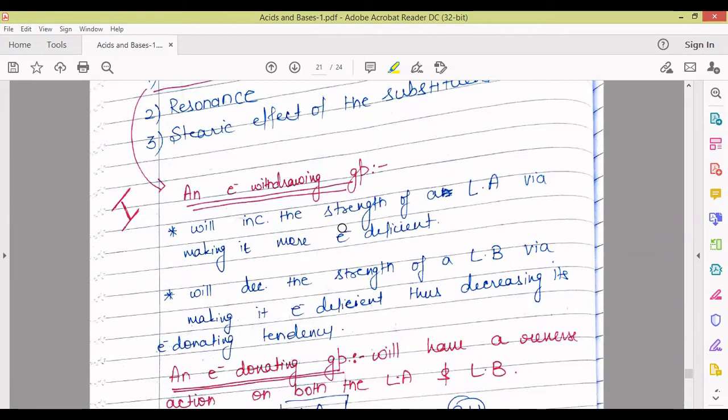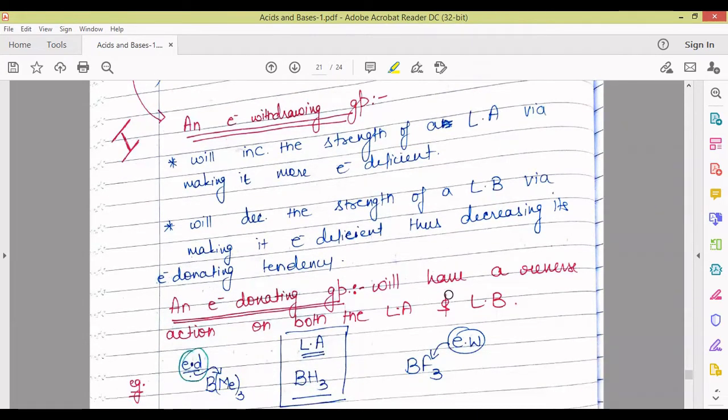If an electron withdrawing group is present on the acceptor atom, in the case of Lewis acids, it will increase the acidic strength. As we studied for organic acids, when an electron withdrawing group, that is a group with a minus I effect, was present, it enhanced the acidic character. And when an electron withdrawing group is present on the Lewis base or the donor atom, it will make it electron deficient, thus decreasing its electron donating tendency. That means it decreases the basic strength.